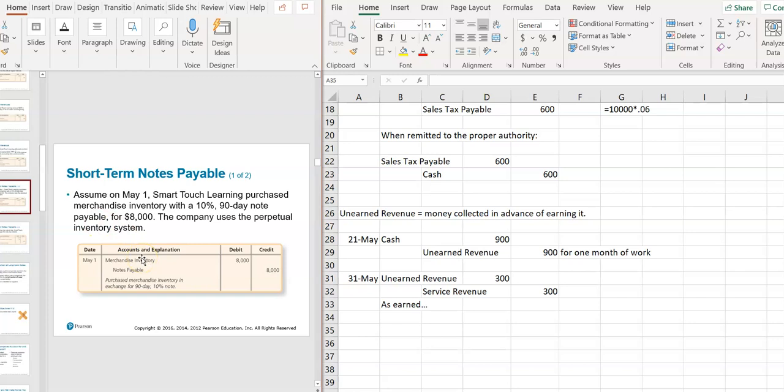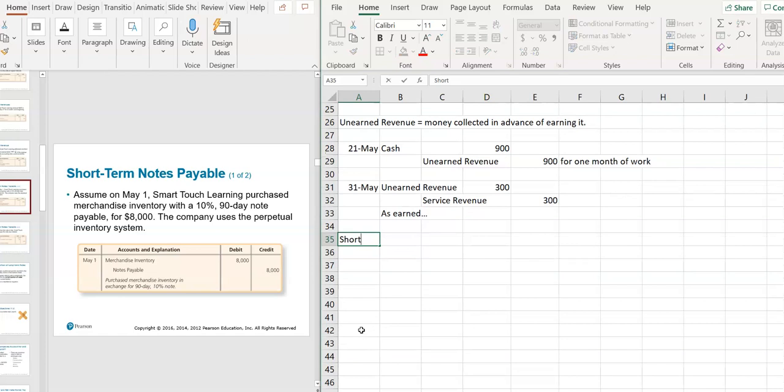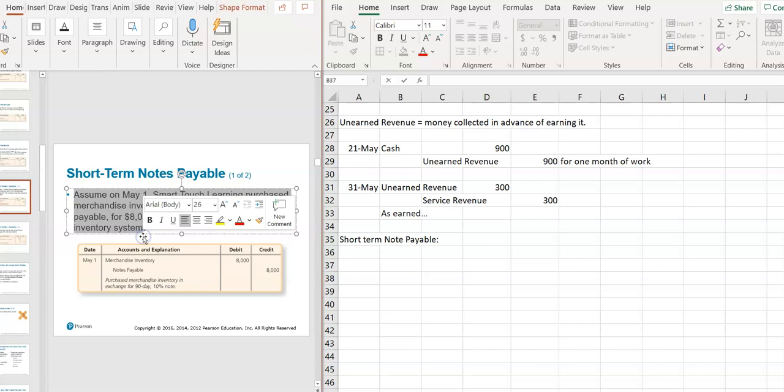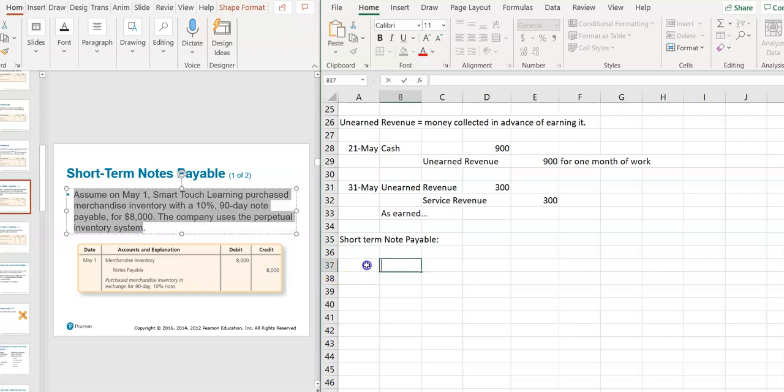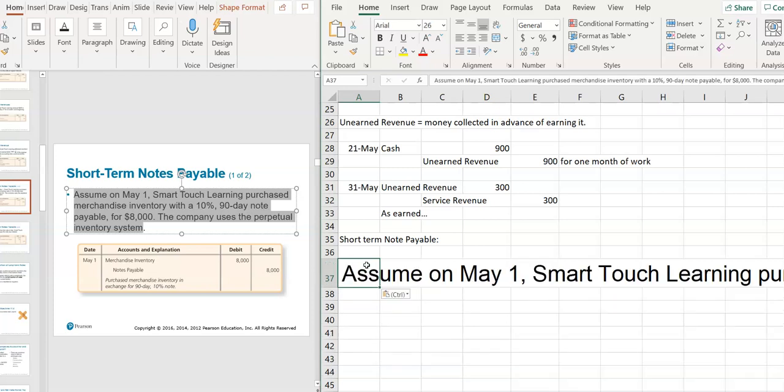All right, so the next one is a short-term note payable. These are due within a year. So this one happens to be 90 days. This particular one was they purchased inventory. I'm just going to copy this over. Oh, whoops. I don't want to do that.